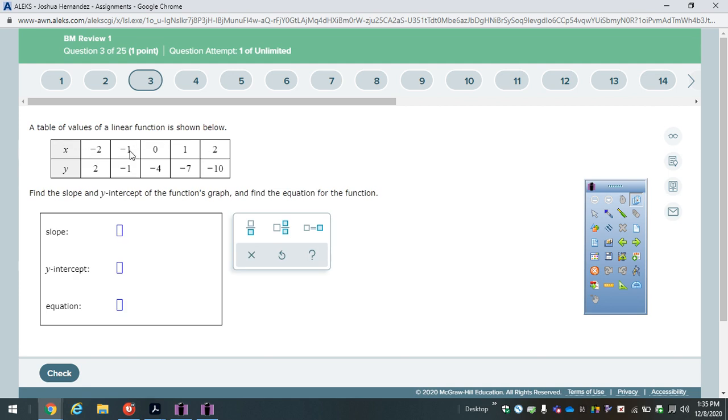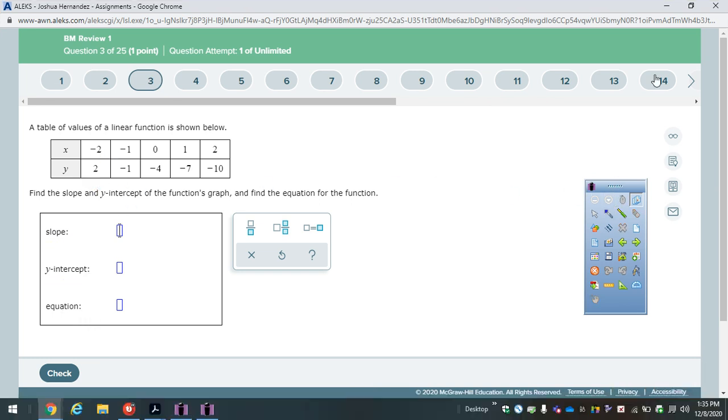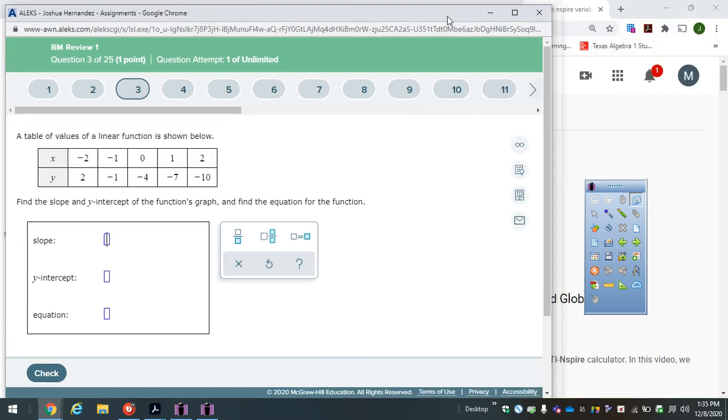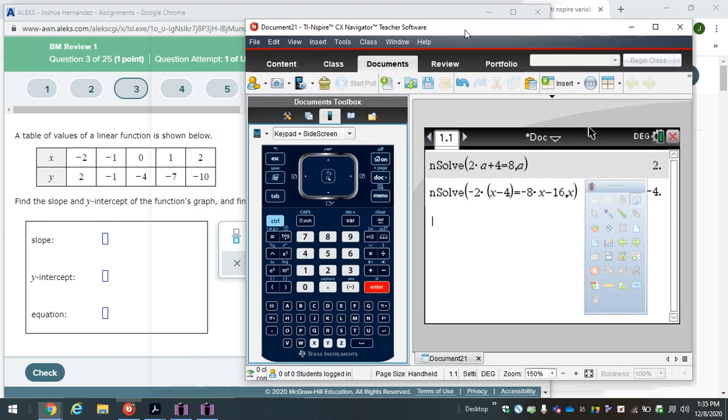Okay, so the tables, x and y. Find the slope and y-intercept of each function. So on this one, how about this? There's several things you can do here. But since it's asking me for a slope, y-intercept, and the equation, I have a table here. What I would do is use my calculator. So what I'm going to do is put this right there. Turn the calculator, put that right here.